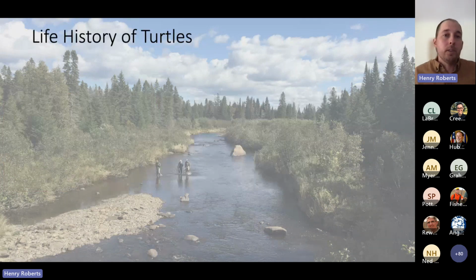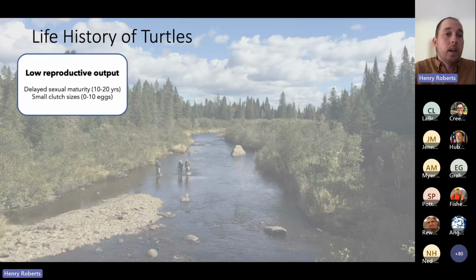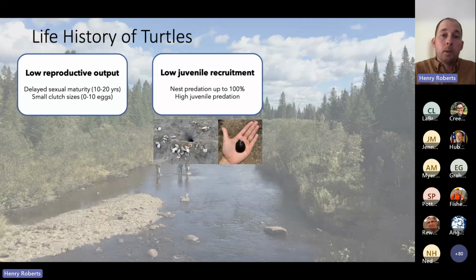So when we think about the life history of turtles, not all turtles, but most turtles share a similar set of characteristics. So most show very low reproductive output, very delayed sexual maturity, often up to 10 to 20 years before an individual can sexually reproduce, also very small clutch sizes. There's also generally very low juvenile recruitment. So in some populations, nest predation can be up to 100% for a given year for a given species. And there's also generally very high juvenile predation.